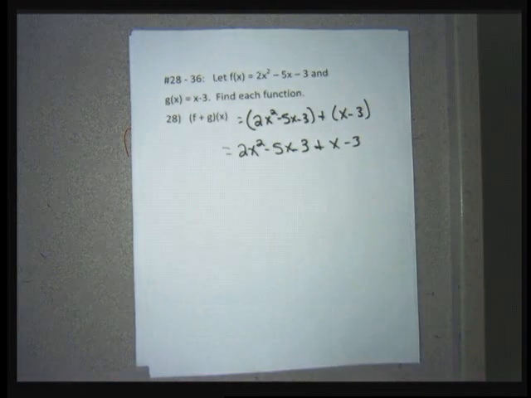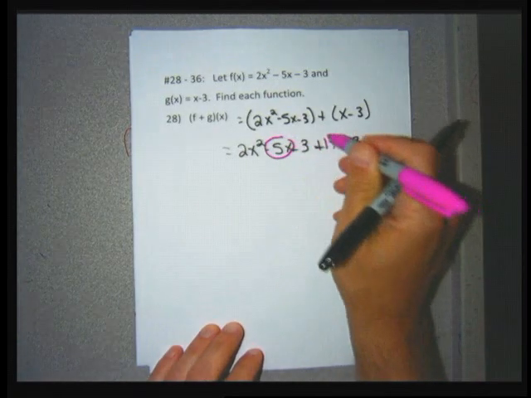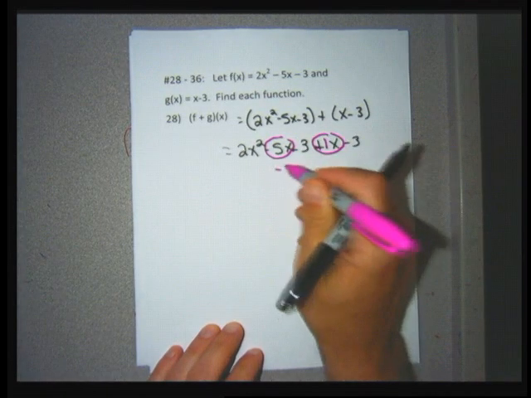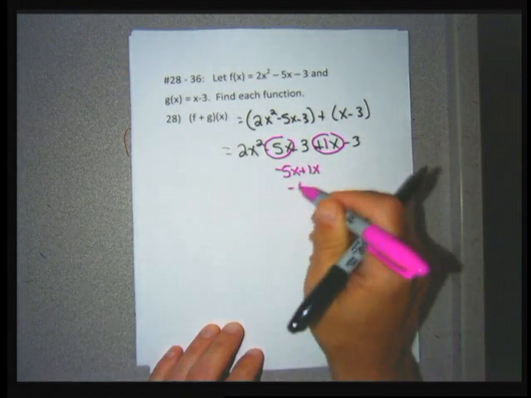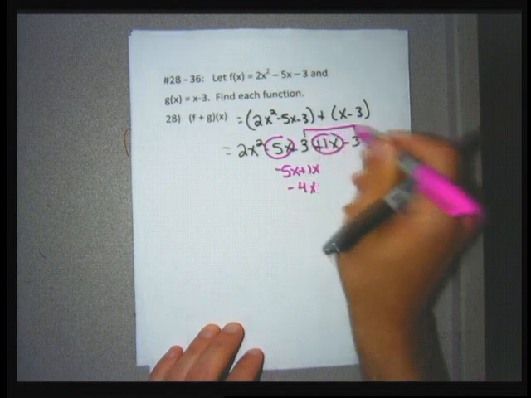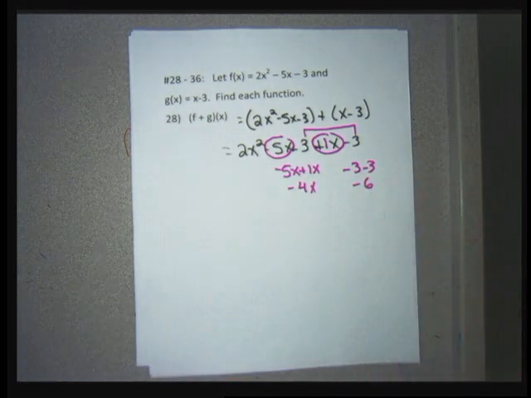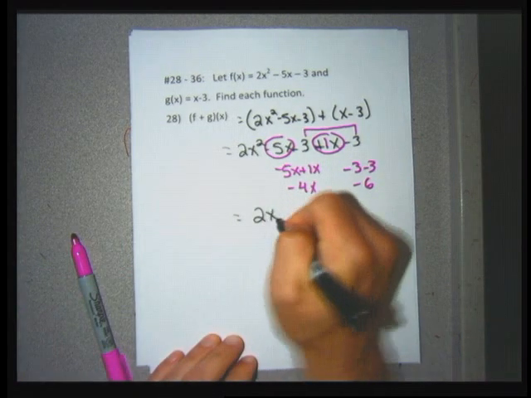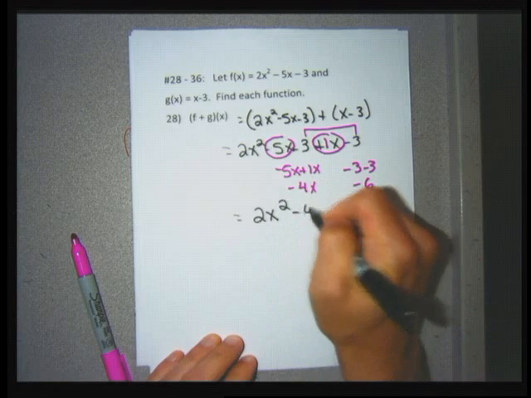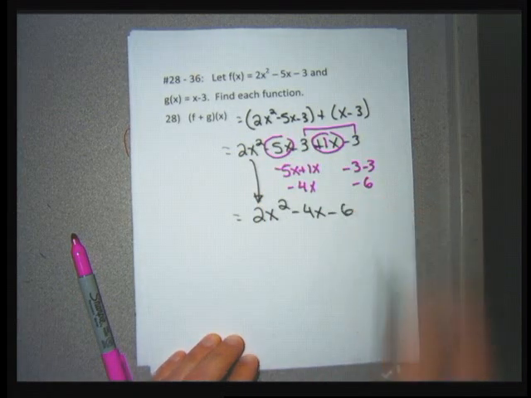Dropping the parentheses and combining like terms. The like terms that need to be combined are minus 5x and a plus 1x. That x that doesn't have a number has an implied 1. Those combine to be a minus 4x. And the other like terms are the minus 3 and the minus 3. Both those 3's have the same sign, so I'm going to add them and keep them negative. So this combines to 2x squared, which just drops down and doesn't change, minus 4x minus 6.